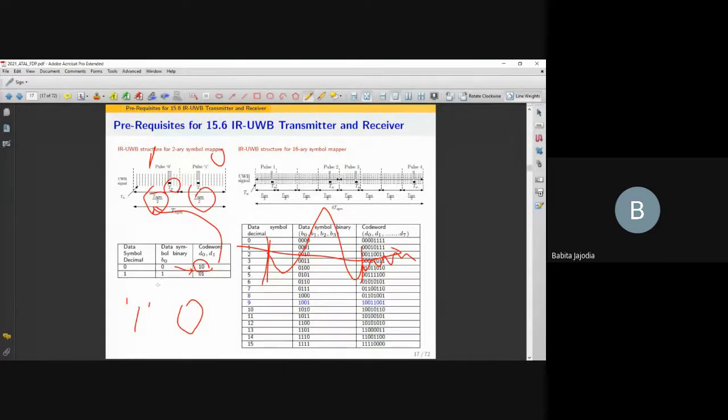Then when you are transmitting 1, that means 0 and 1. That means no pulse will be transmitted in the first section and one pulse will be transmitted in the next section, right? So why are we converting to this position? If you can see in the code word, there is one single one existing in every code word. This indicates even if the data symbol is 0 or 1, you need to transmit one pulse.